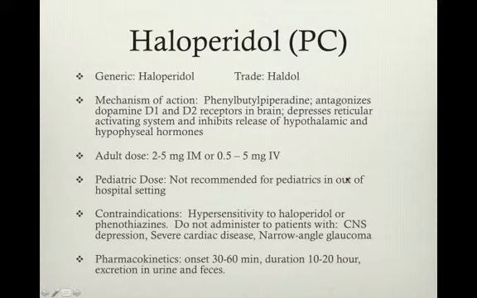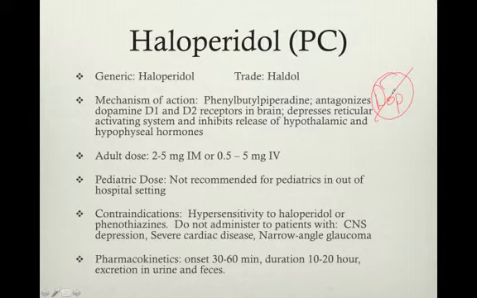This is a primary care drug, haloperidol or Haldol. Mechanism of action: phenylbutylpiperidine antagonizes dopamine 1 and dopamine 2, so this is a dopamine blocker. Inhibits the release of hypothalamic and hypophyseal hormones. Adult dose 2 to 5 milligrams IM or 0.5 to 5 milligrams IM. Pediatric dose not recommended for pediatrics in the out-of-hospital setting.